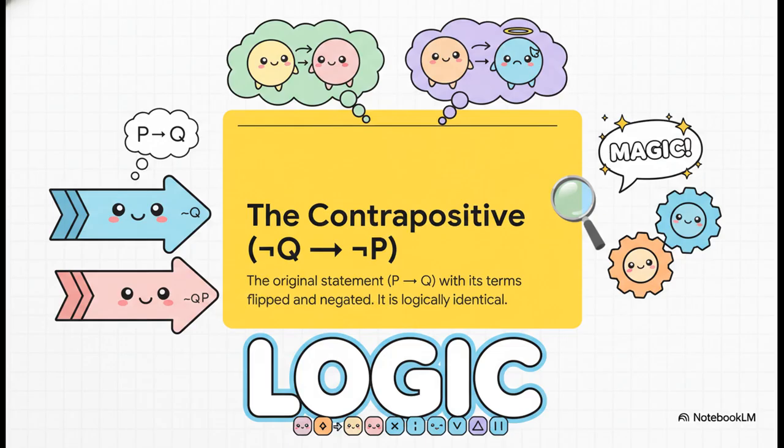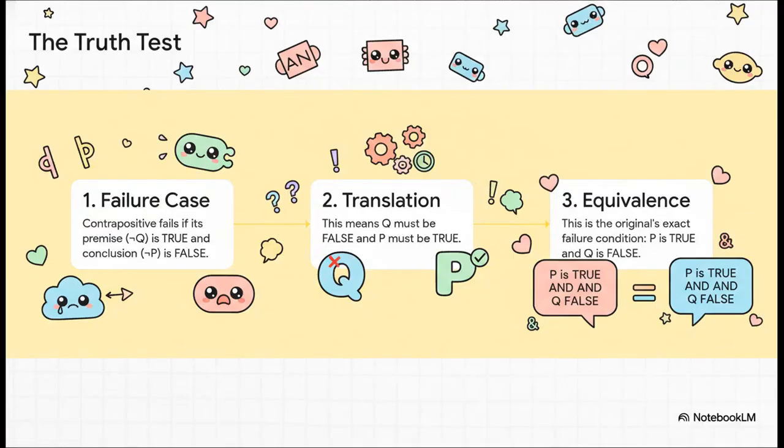And here's the magic part. These two statements are always, 100% of the time, logically identical. But wait, why does that work? Let's do a quick test. Remember, any implication only fails if true leads to false. So for the contrapositive to fail, its premise, which is not Q, has to be true, and its conclusion, not P, has to be false. Okay, let's just translate that. If not Q is true, well, that just means Q is false. And if not P is false, that means P must be true. So the failure condition for the contrapositive is P is true and Q is false. Wait a minute. That is the exact same failure condition as our original statement, and that's why they're equivalent.